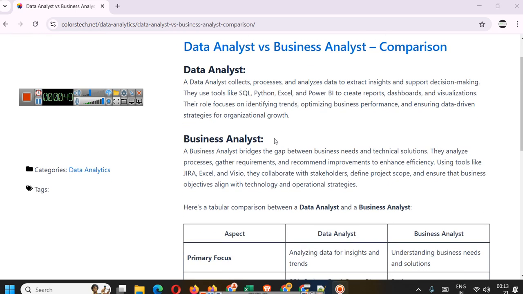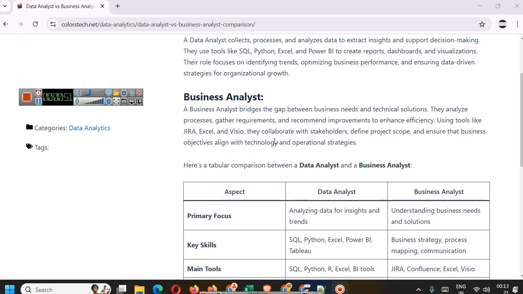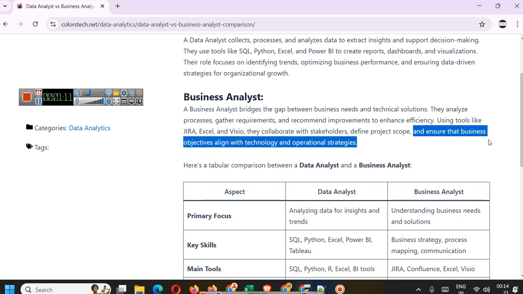On the other hand, a business analyst bridges the gap between business needs and technical solutions. They analyze processes, gather requirements, and recommend improvements to enhance efficiency. They use tools like JIRA, Excel, and Visio. They collaborate with stakeholders, define project scope, and ensure that business objectives align with technology and operational strategies.